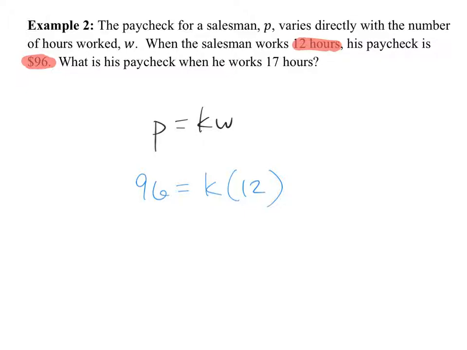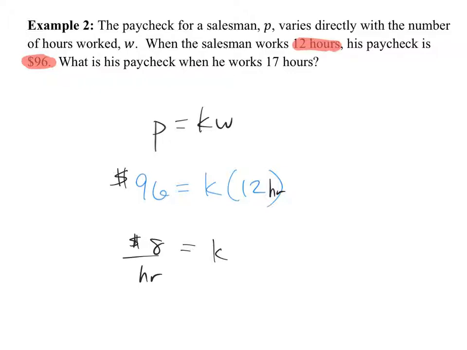And the question says, what's his paycheck for 17 hours? So I could find K. What's the hourly rate? What does the hourly rate turn out to be? K is the hourly rate when you think about it, right? $8 per hour. Thank you. Because think, these are dollars and these are hours. Please, I need you to understand these units. They need to make sense.